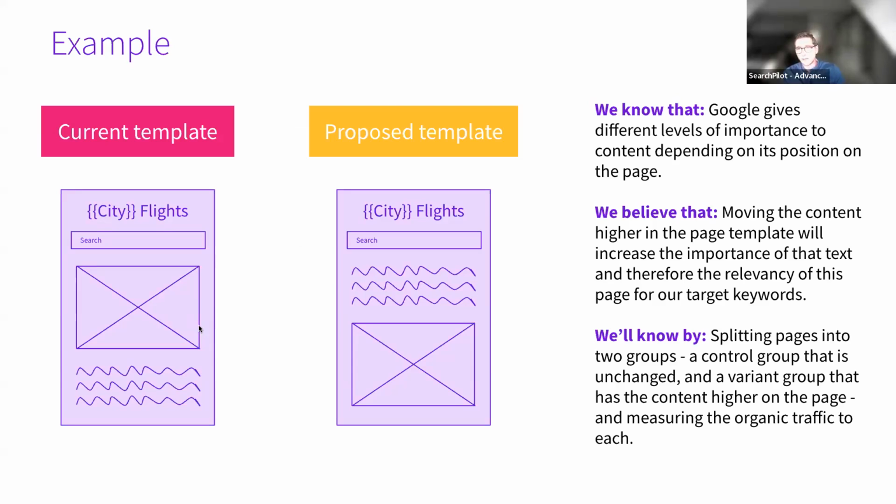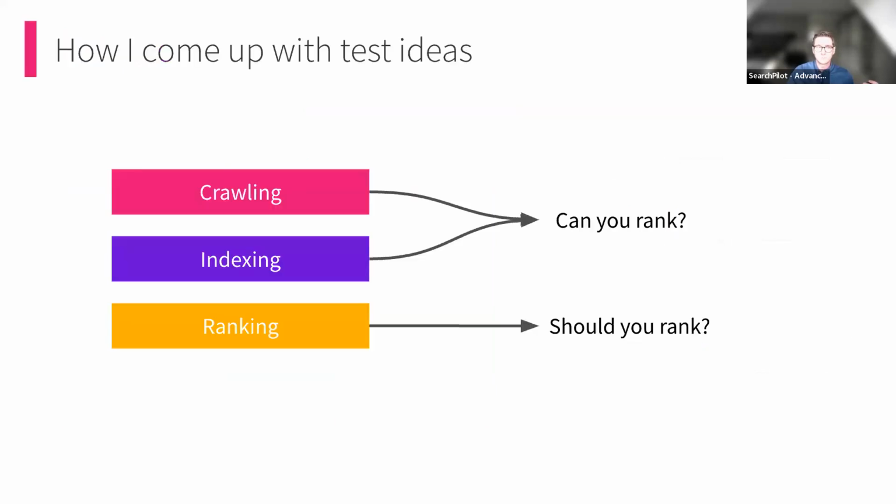We believe that moving the content higher in the page will increase the importance of that text and therefore the relevancy of that page for our target keywords. And we'll know by splitting the pages into two groups, a control group that is unchanged and a variant group that has the content higher on the page, and measuring the organic traffic to each. That is a good practice to get into before any test begins, so that you know what lever you're trying to pull and also what impact you would expect.